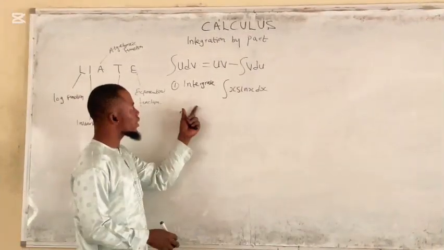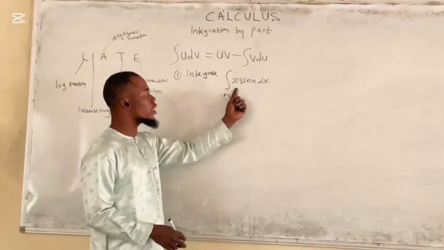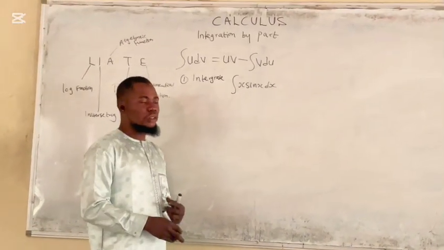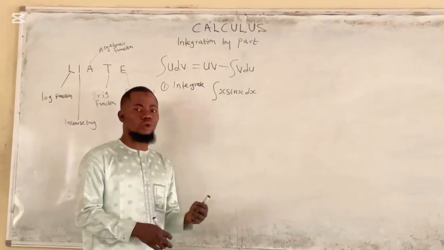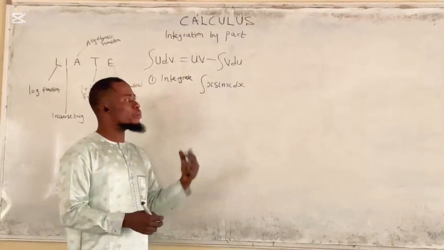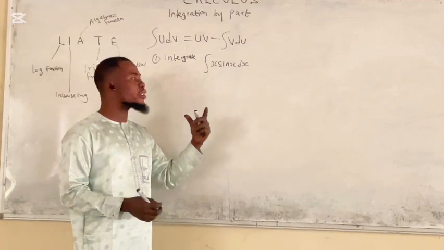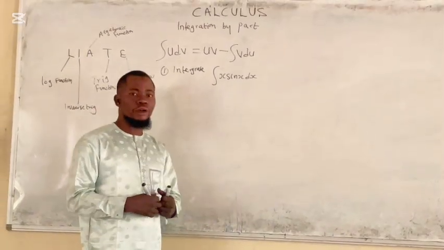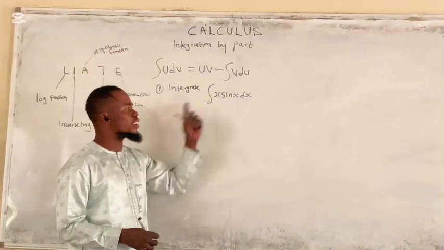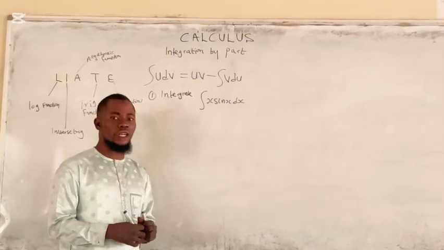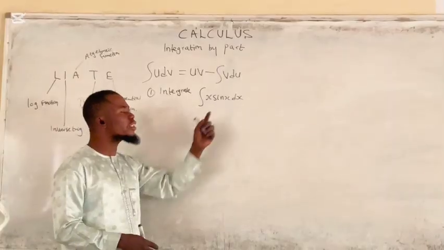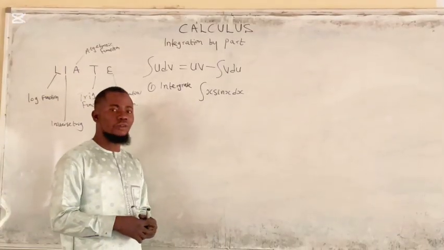Now let's solve a question on integration by parts. This question states: integrate the integral of x sin x dx. If you are having two functions multiplying each other, the best method you can use to find their integral is integration by parts. From this question, we are having x sin x, two different functions here. X is our algebraic function and sin x is our trigonometric function.